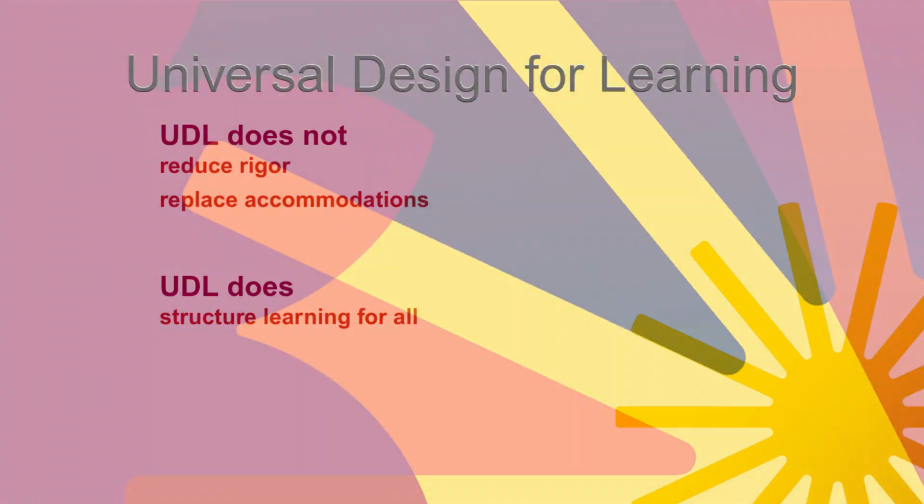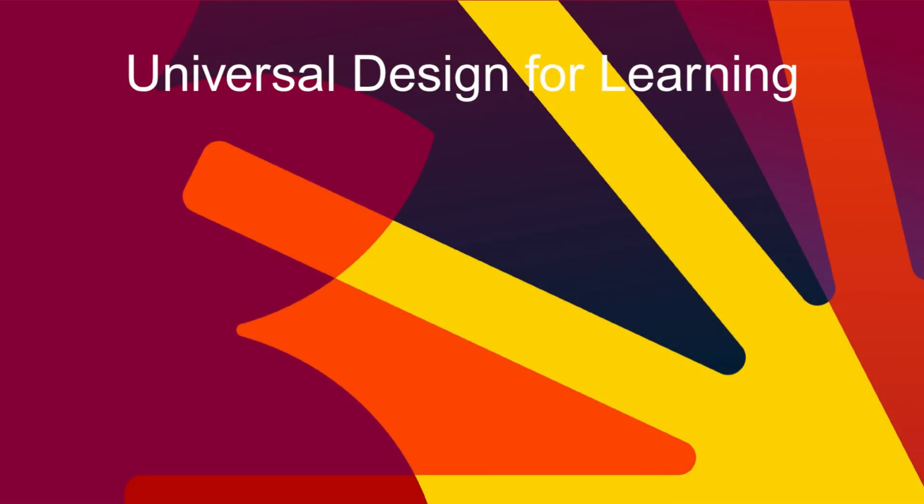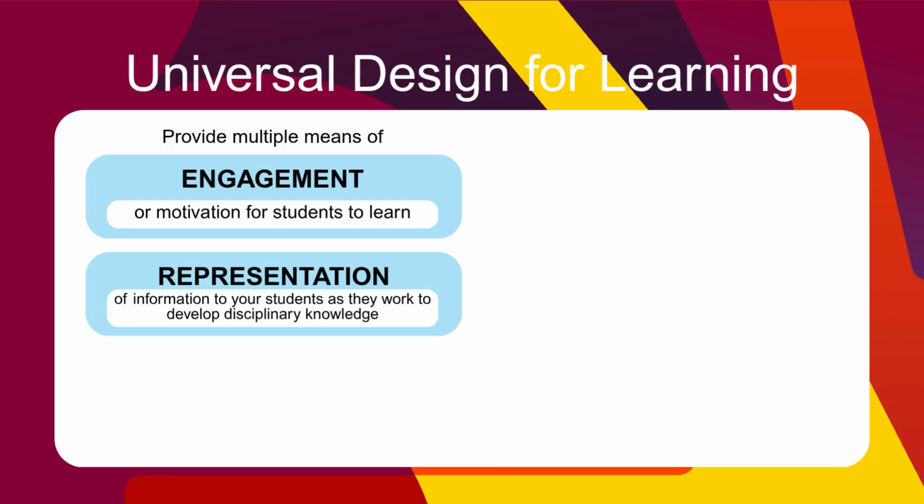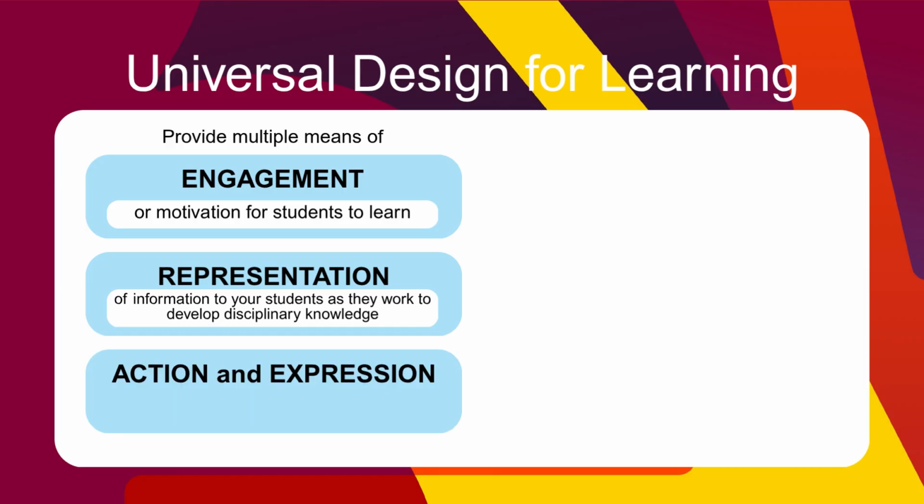What UDL does do, though, is provide some structure for rethinking how you can effectively design learning in your classroom. There are three principles you can incorporate into your teaching as appropriate. 1. Provide multiple means of engagement, or ways in which instructors can make content interesting, relevant, and motivating for students to learn. 2. Provide multiple means of representation of information to your students as they work to develop disciplinary knowledge, or ways we provide materials and resources using a range of presentation formats and techniques. And 3. Provide multiple means of action and expression as students seek to demonstrate that knowledge, or a variety of ways in which we assess how students demonstrate their skills and knowledge.